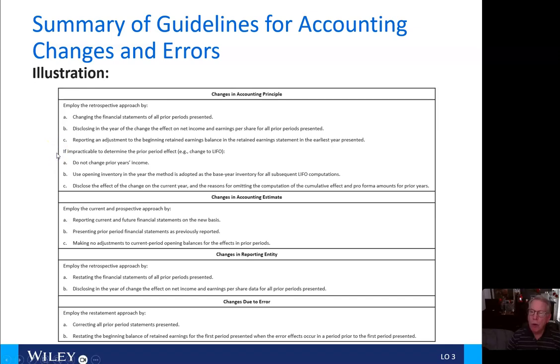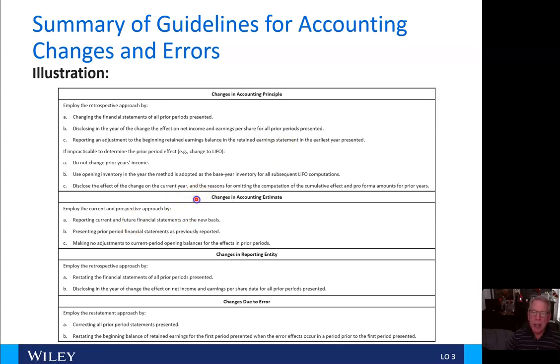And if it is impractical to do that, to determine the prior period effect, for example, a change to LIFO, Alpha, we do not change the prior year's income. Bravo, we will use the opening inventory in the year the method is adopted as the base year inventory for all subsequent LIFO computations. And Charlie will disclose the effect of the change on the current year and the reason for omitting the computation of the cumulative effect and pro forma amounts for prior years.